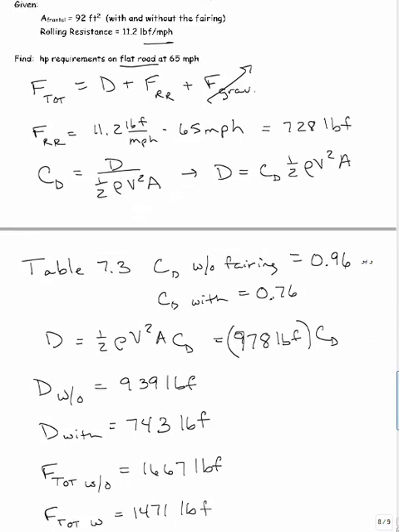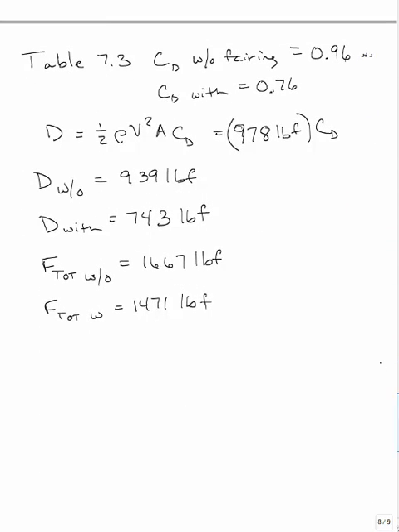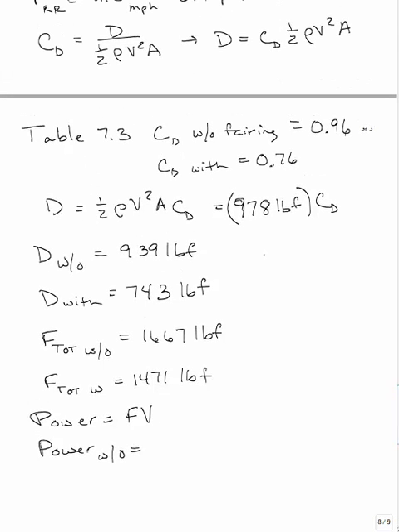Okay, so the question though is, well, what was the question? Find the horsepower requirements. Okay, so that's power, that's not just force. So now we have the force. In order to get power, all we do is multiply by FV. Or power equals FV, right? Or FU. It's easier to remember FU sometimes. So power without the fairing comes out to be, just multiply by the 65 miles per hour converted to, I should have probably written up here, V equals, if you change from miles per hour to feet per second, 95.3 feet per second.